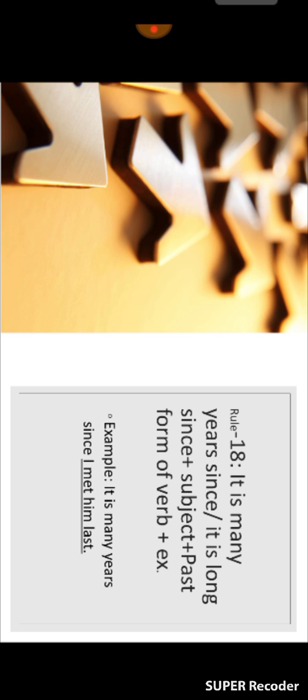Dear students, look at the example very carefully. Before since, it is many years. This clause is present tense. And after since, I met him last, this clause is past tense. So you should remember that you should use present tense before since, and after since you should use V2, past form of the verb. So it is many years since I met him last. I can mention another example here. It is long since I saw him last. Or many more examples like this. Okay. Move on to the next rule.